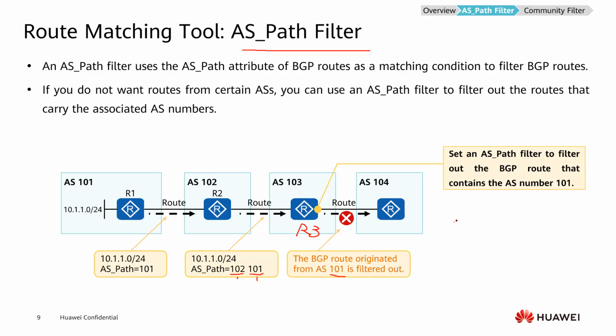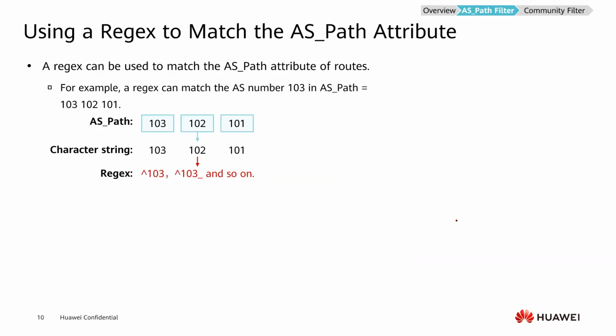So how to filter out? We can just use regex to match the AS-path attribute. For example, if the AS-path has 103, 102, and 101, and you need to match the AS number 103, first you can change the AS-path into a character string, just like this: 103, 102, 101. And now you want to match the 103. That means this string begins with the 103, right?